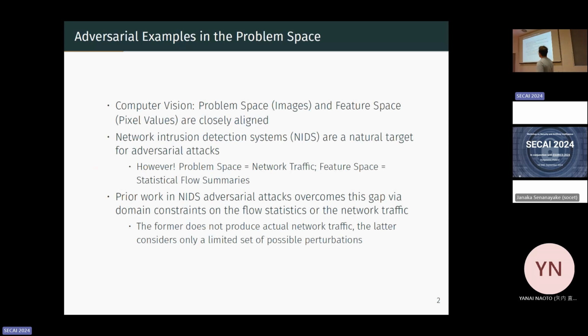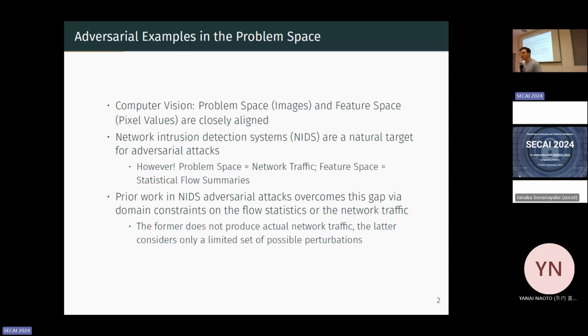Importantly, in this work we talk about cases where there's a disconnect between the feature space and the problem space, and generating adversarial examples in that context. In computer vision, the problem space is the actual image and the feature space is the pixel values, and those are more or less the same thing. Whereas we looked at network intrusion detection systems, where that can't be said.